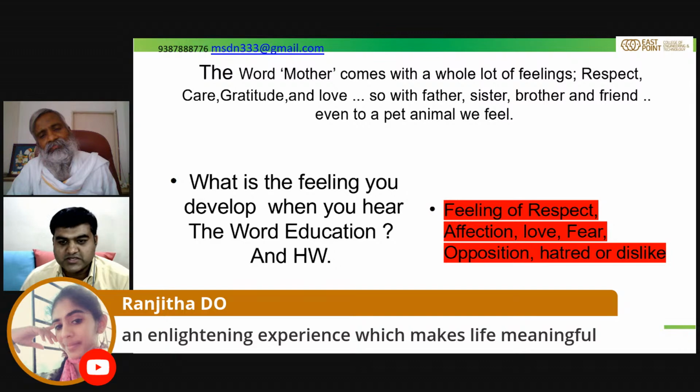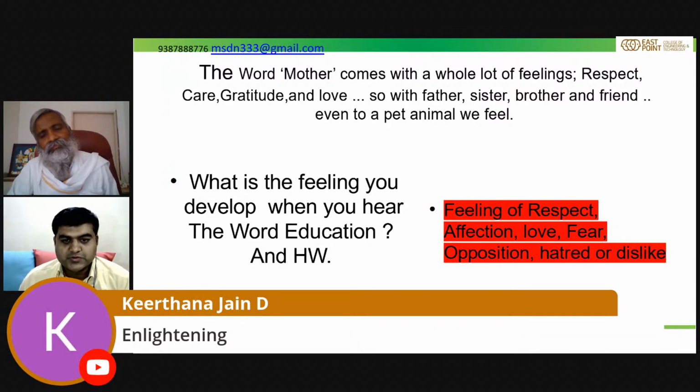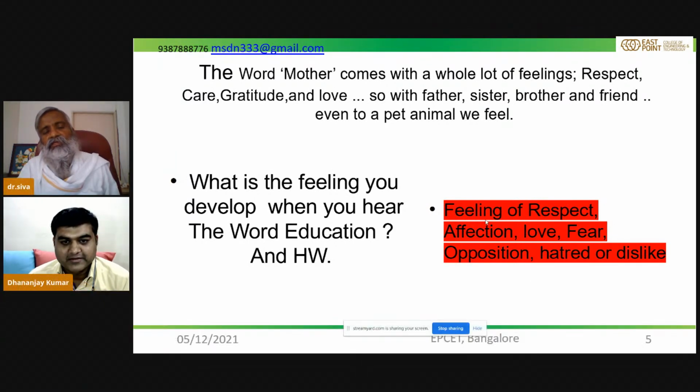So students, you can repost once again, and we can see the responses from a few of the students. Kirtana says enlightening. They have to pick one from this only. They cannot write, no, I can get a job, and all those things. Students, please select one option from what is highlighted, or something similar. Your options are affection, love, fear, opposition, hatred, or dislike, respect, care, gratitude, glory, or whatever.